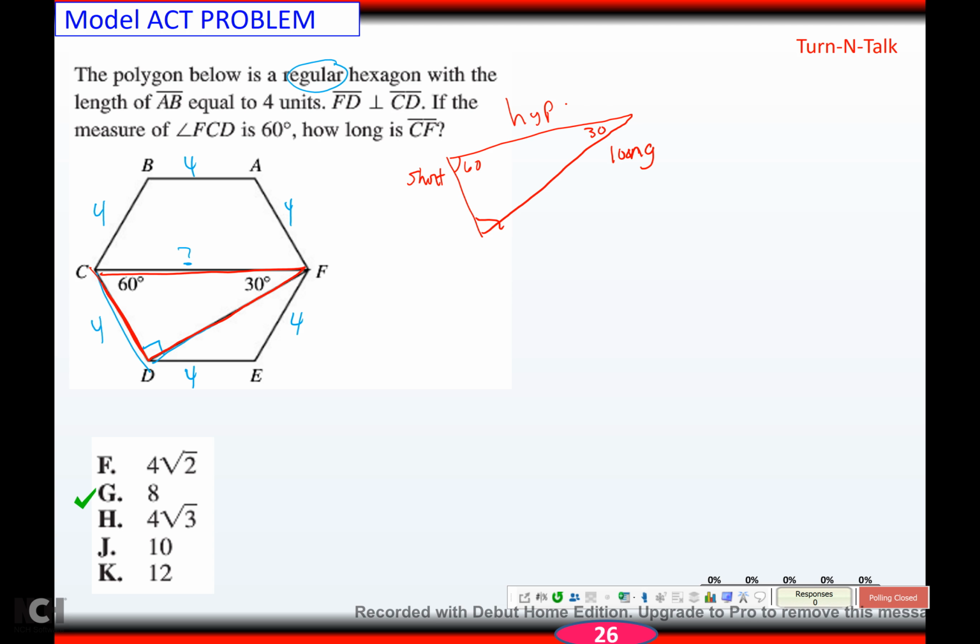If you remember from your 30, 60, 90 triangle, the short side, if that's x, your long side will be x square roots of 3, and your hypotenuse will be 2x. It'll be double the shortest side. So what they're asking me for is the hypotenuse, which will be 2 times the shortest leg. The shortest leg is the one next to 60, which is 4. So if I double that, the hypotenuse is 8.